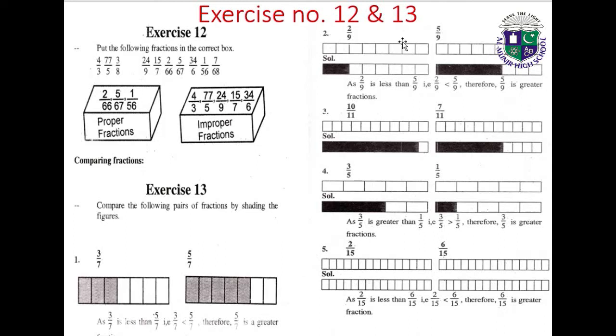2 over 9 and 5 over 9. 2 over 9 is less than 5 over 9. Therefore, 5 over 9 is the greater fraction.